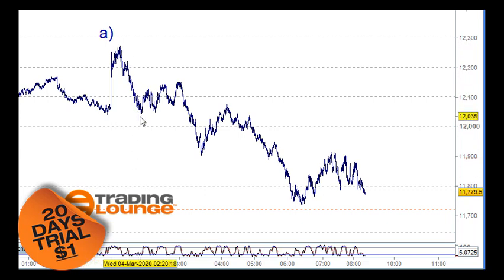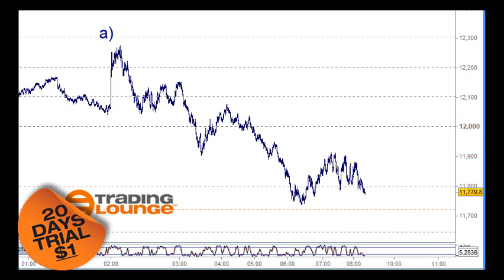So the A wave down to here, the B wave to here, and then the C wave, which would be 1, 2, 3, 4, and 5 down to here. Even though it's pulled back down past the 61.8%, we can still get one more move down through here. So we would only go long if the 12,000 became the support. Okay, that's one way of looking at it.